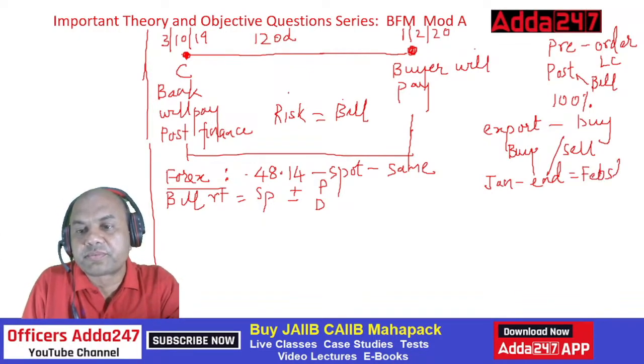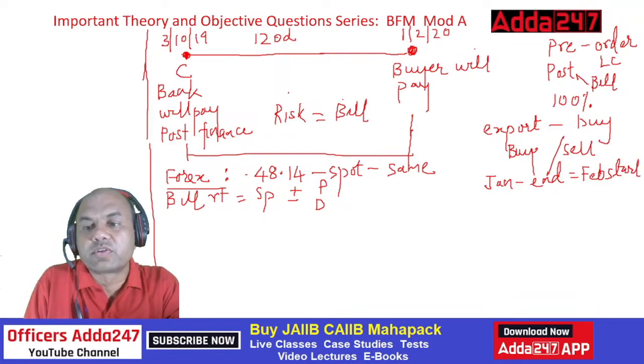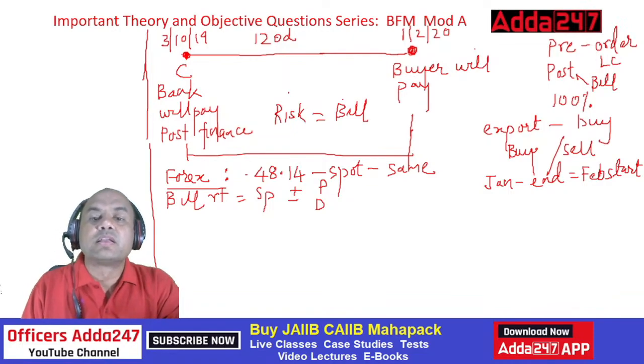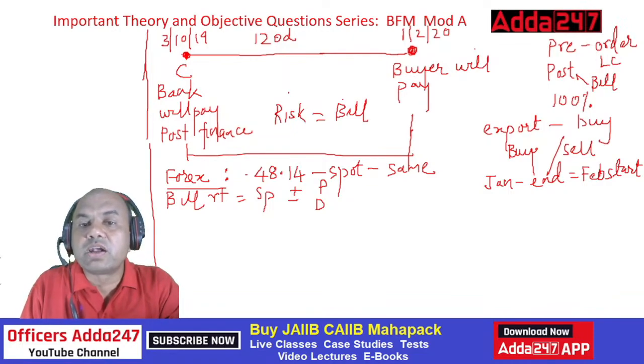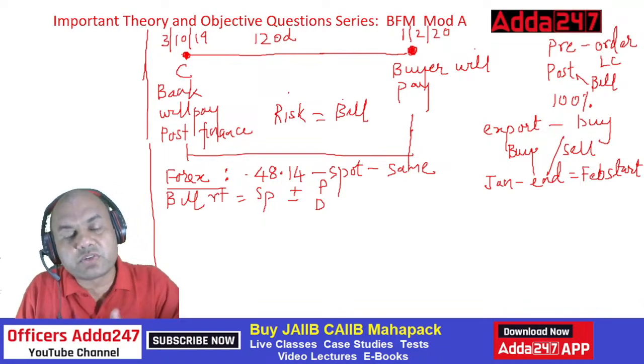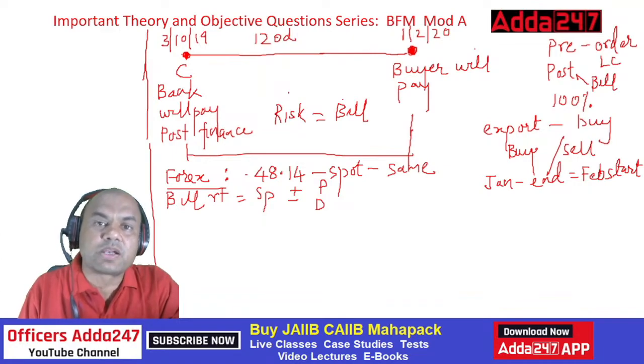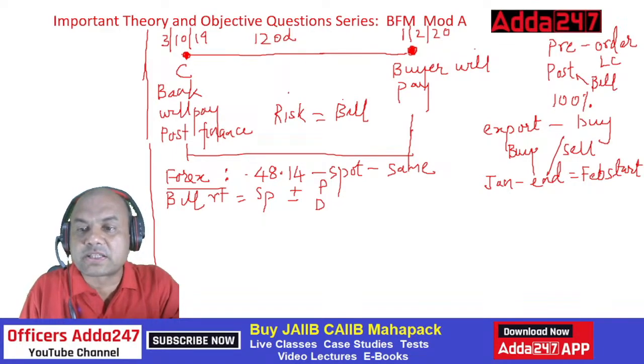Feb start. Okay. Feb start. So I'll be using what? February start rate. So what is the date over here? 1/2/2020. 1 means what? February start. On the first day of every month, I'll be using the same rate which is there for the January end. So February start equals Jan end.